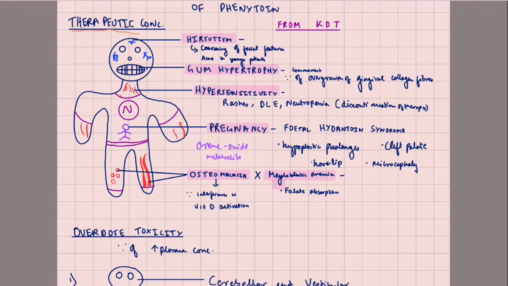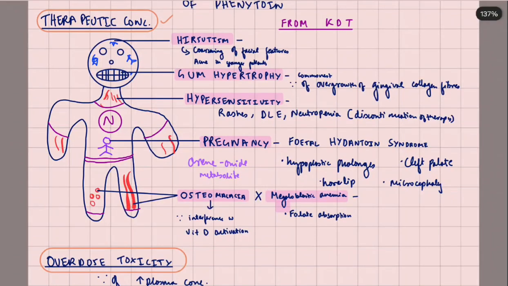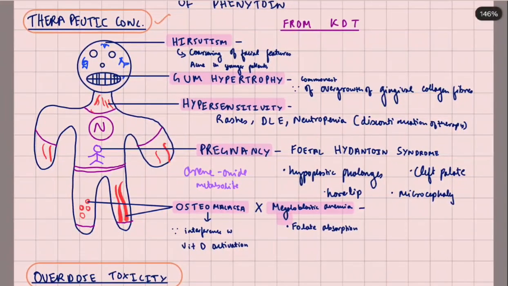We divide the adverse effects of phenytoin into two categories. One, which happens due to therapeutic concentration of phenytoin in the plasma, and the other due to overdose of phenytoin. So, coming to the therapeutic concentration adverse effects, we'll look at phen. This is my stick figure called phen. We'll look at his adverse effects from top to bottom.